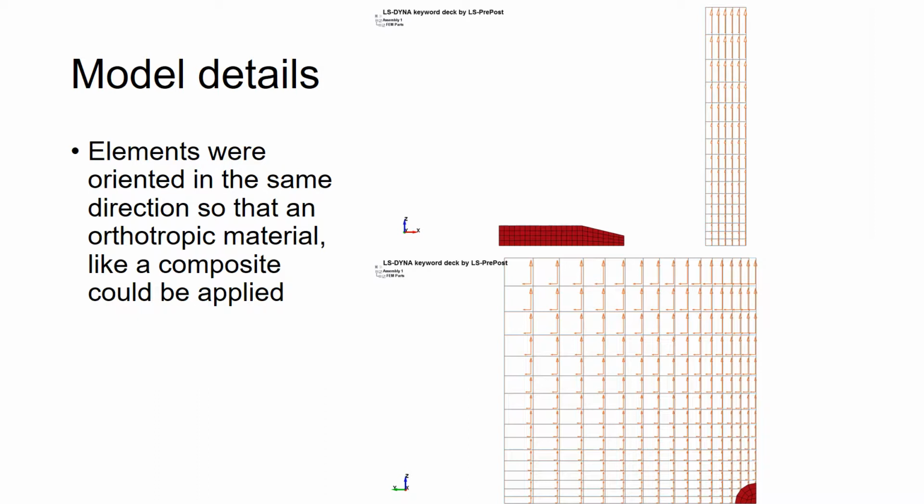In ANSYS, I used a script to orient all the elements. Every single element within the model has its own coordinate system, but if you select the elements by layers, you can orient them all in the same direction. So now that they all have the same coordinate system, it allows you to apply an orthotropic material like a composite, where you can define the yield strength in all different directions.